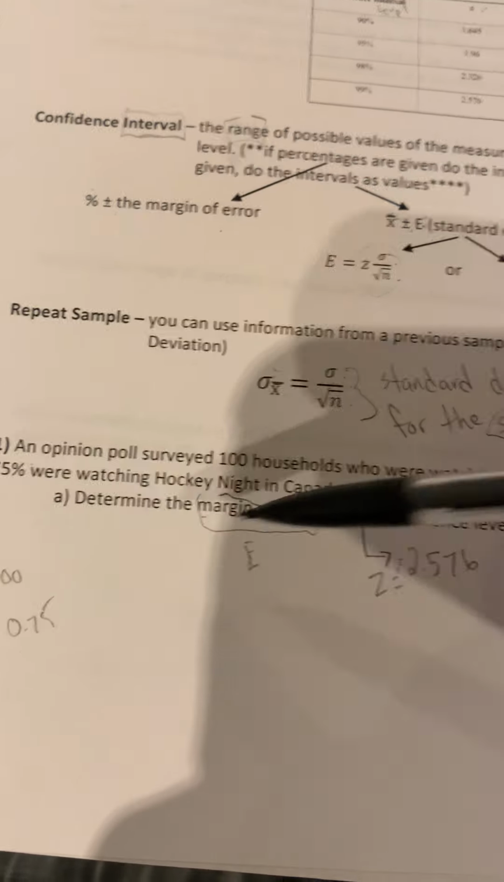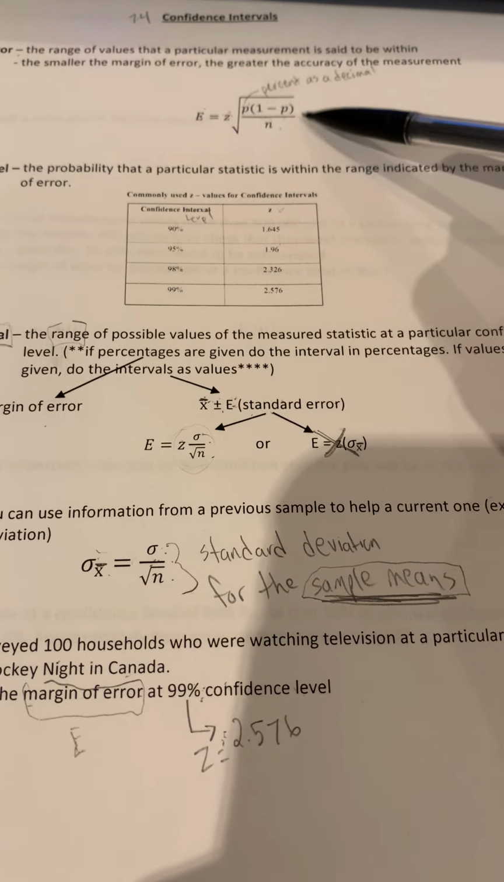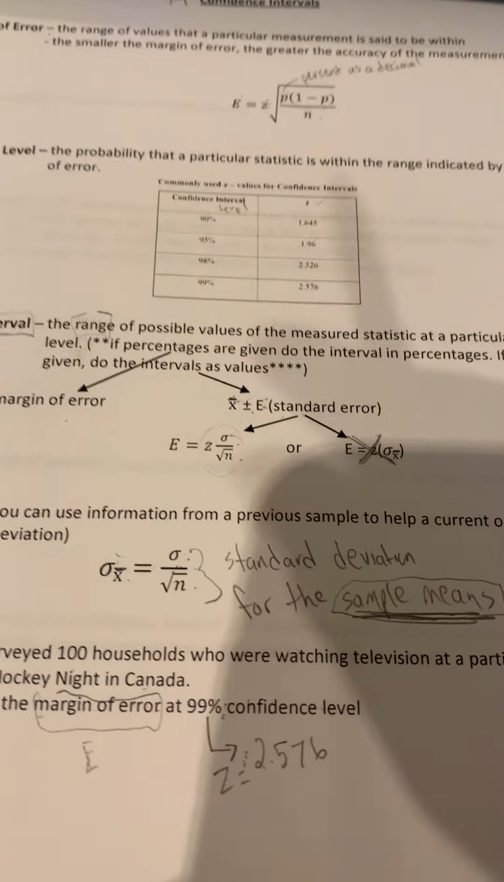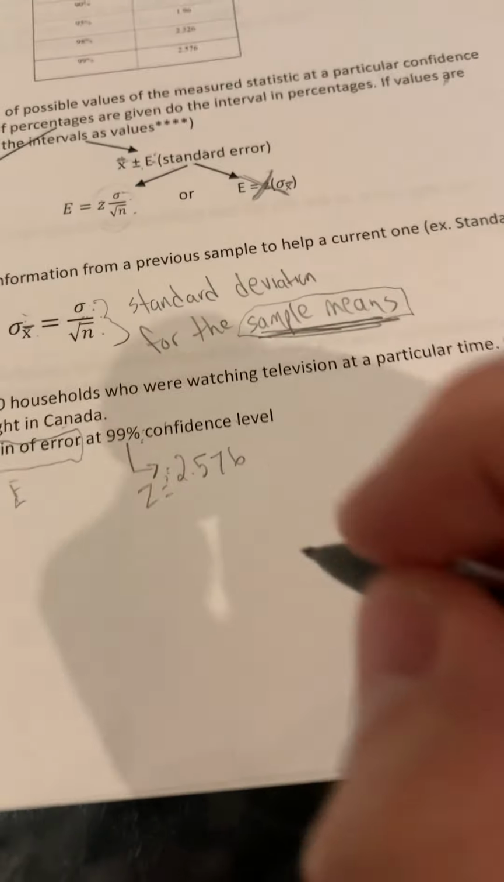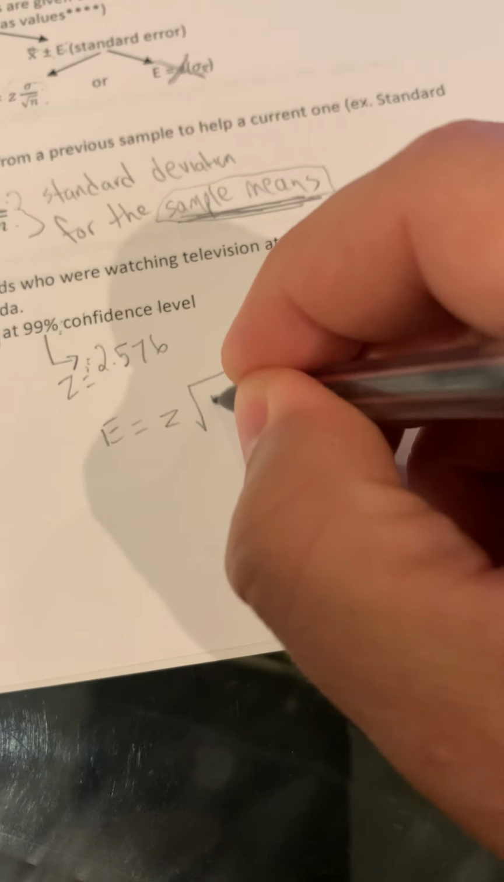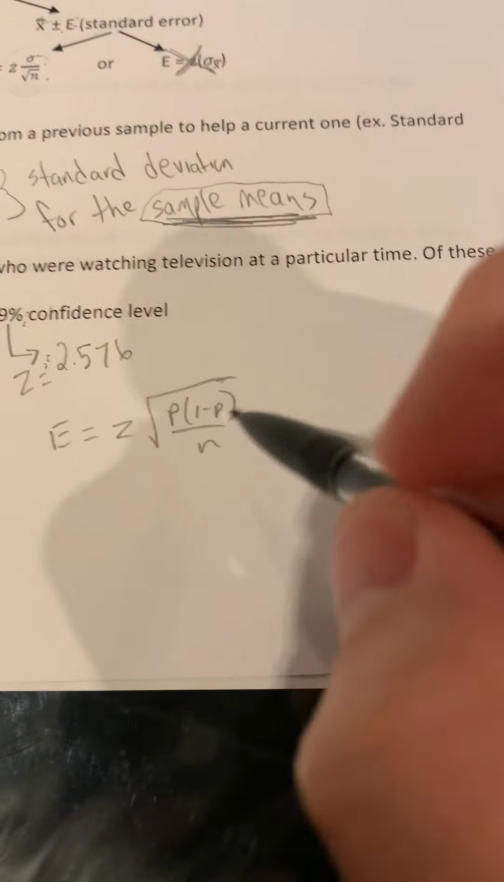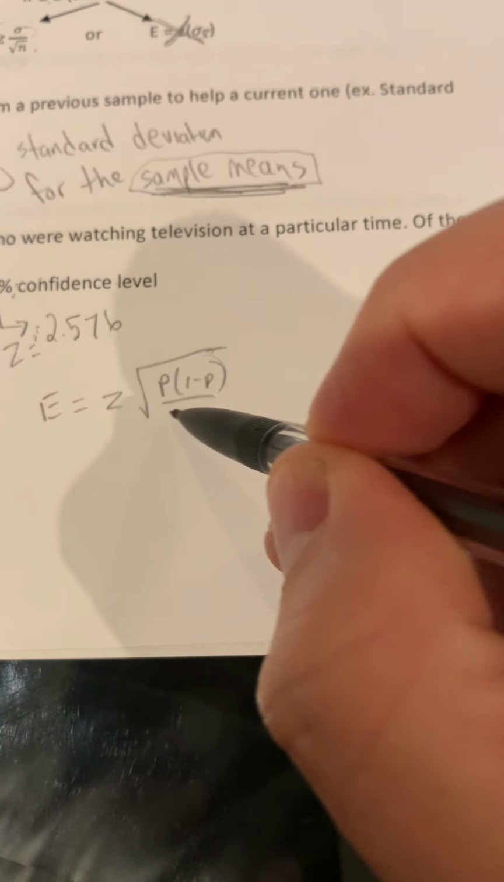Okay, so we have a Z, we have an N, we have a P, and we're looking for E. So that tells us we need to use this formula here. So Z, P, and N. Okay, so let's substitute the values in. So E equals Z times the square root of P(1 minus P) over N. Make sure that this whole fraction is underneath the square root sign.